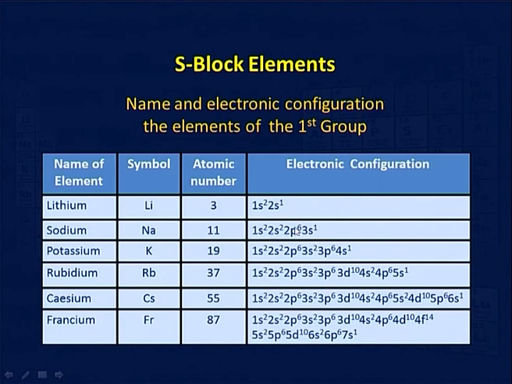Sodium has a configuration of neon, which is 1s2, 2s2, 2p6, followed by 3s1. So that is the configuration of sodium.